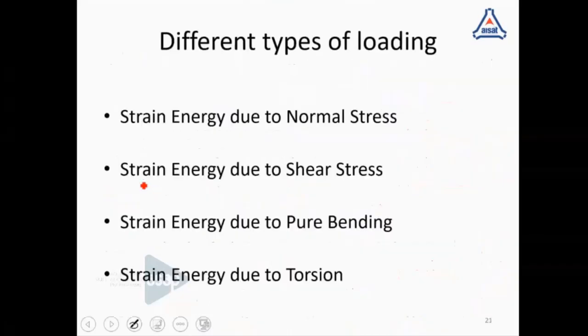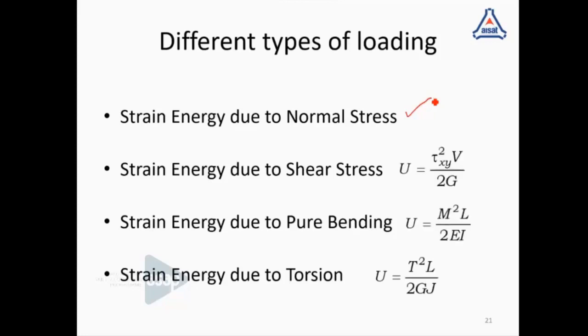Now we are going to consider different types of loading. Already you have seen the expression for strain energy due to normal stress. When a shear stress alone is applied, what will be the expression for strain energy? When pure bending is applied, what will be the difference? Like this, we can have different expressions for strain energy upon different types of loading. And these are the expressions.